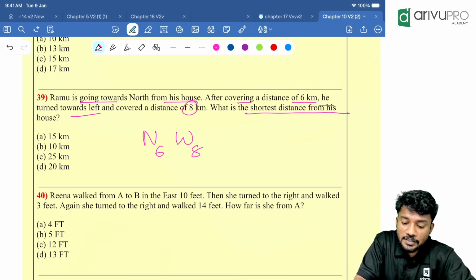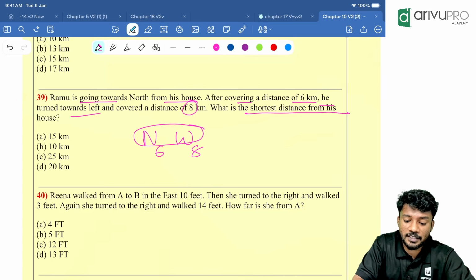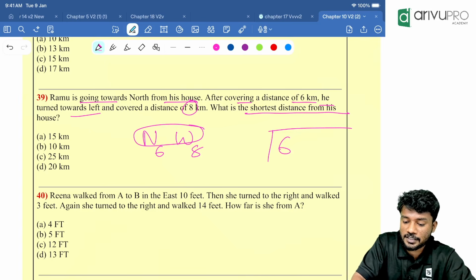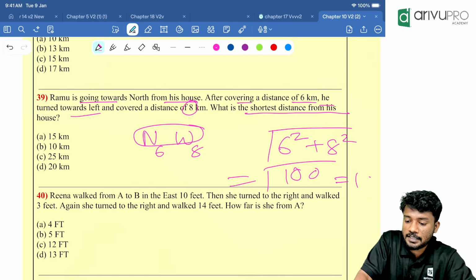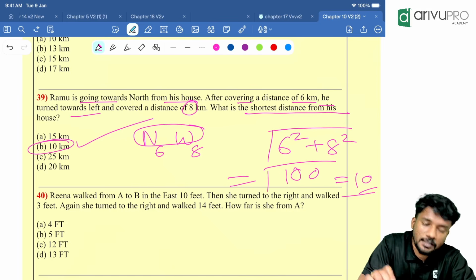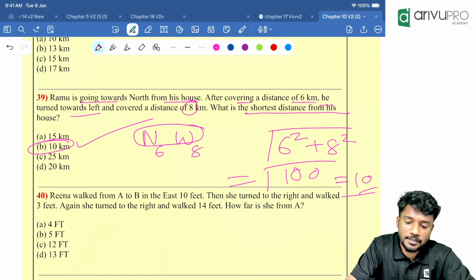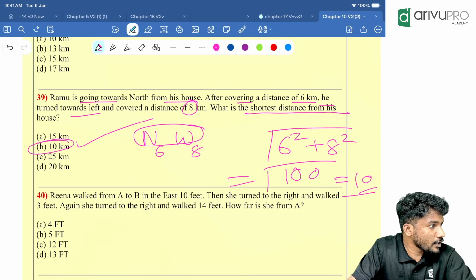The shortest distance. People, now northwest is the direction. How to find the shortest distance? 6 square plus 8 square, which is equal to 36 plus 64. That is 100. Answer is what? 10 kilometer. Option B is the answer. Understood? Naveen, you got it. Sharda, you got it. Yes.